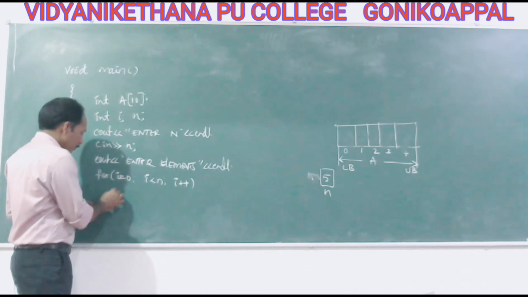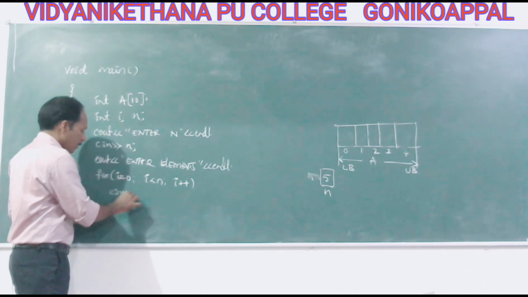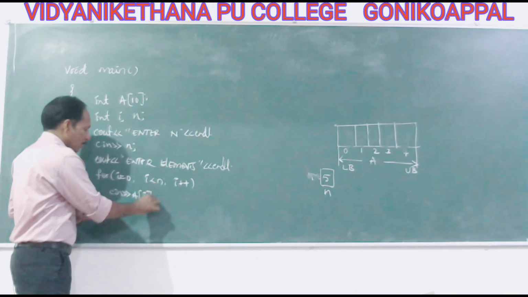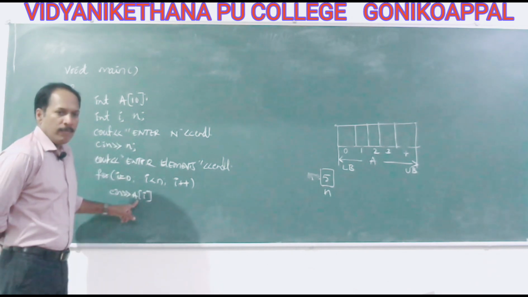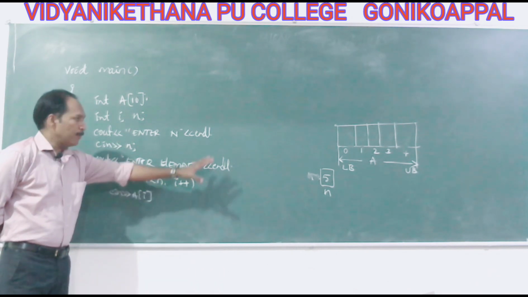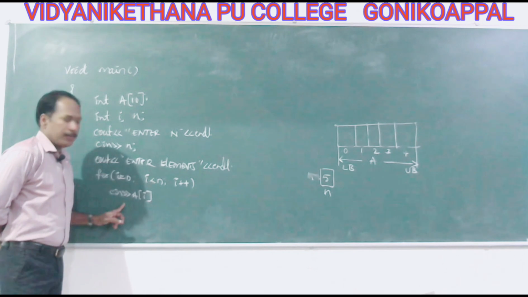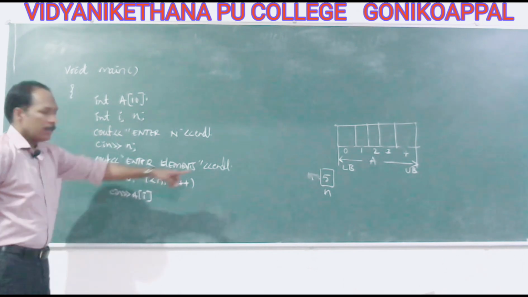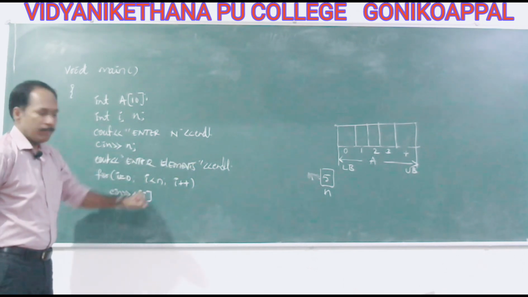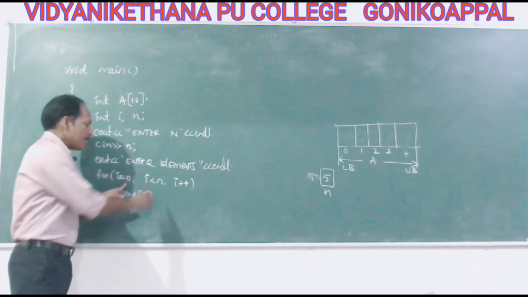So now use a cin, so cin a of i. Now we can see this is an example where we visit each memory location from beginning to end. You can see we start with i as 0, and n I have given 5, there are 5 elements. So 0, and what is n, it means 5.